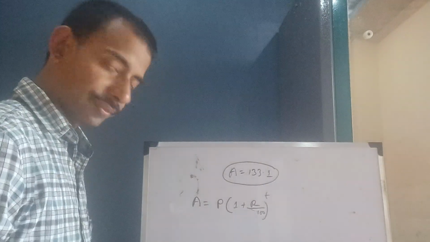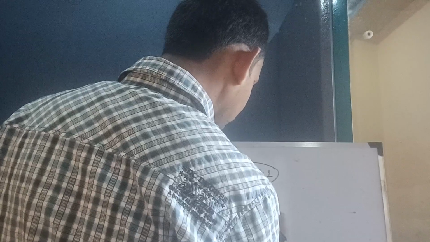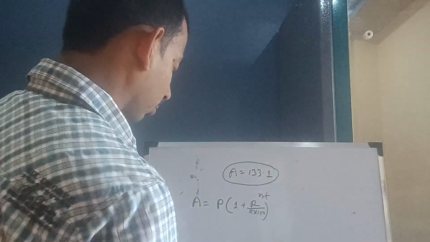So come to the general formula. N means the number of times accumulated per year. This is the general formula, n into 100.